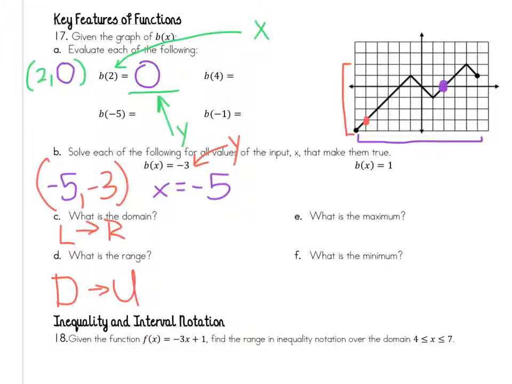Remember, the maximum actually comes from the range. So whatever the highest point of the range is, that's the max, and whatever the lowest point of the range is, that's the minimum.